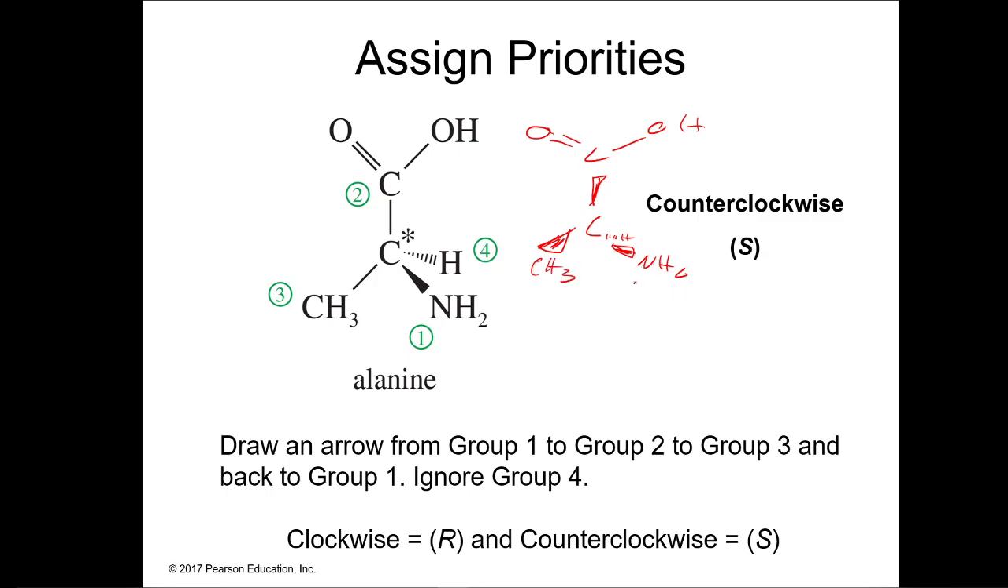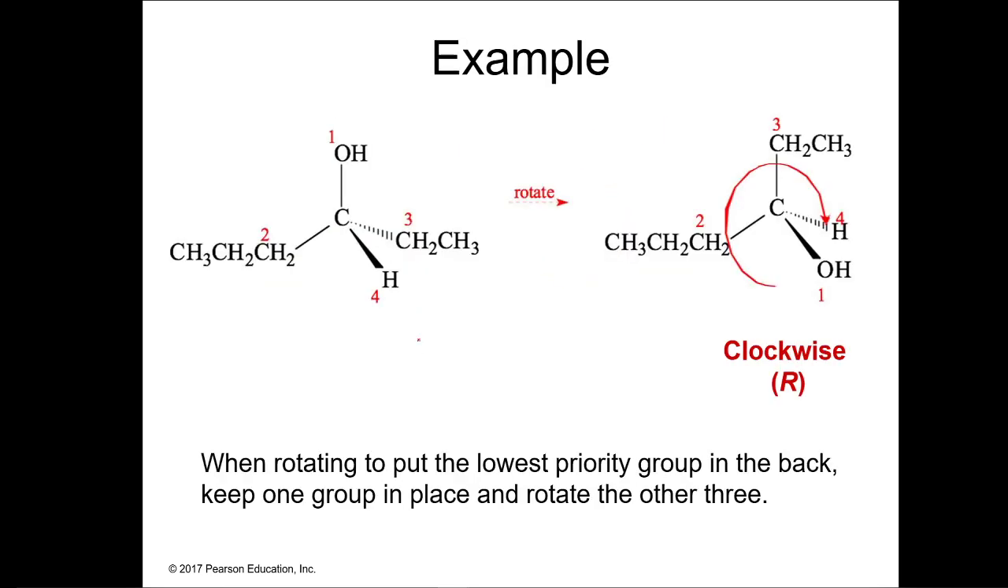Okay. 1, 2, 3. Counterclockwise, so that becomes S. So you can also see in this drawing that you go from 1 to 2 to 3 this way, because that's pointing back. So you go this way. That's counterclockwise. Okay. So that makes it S.